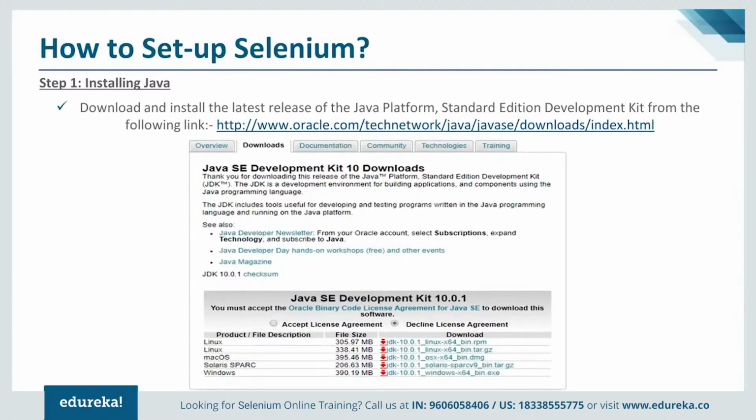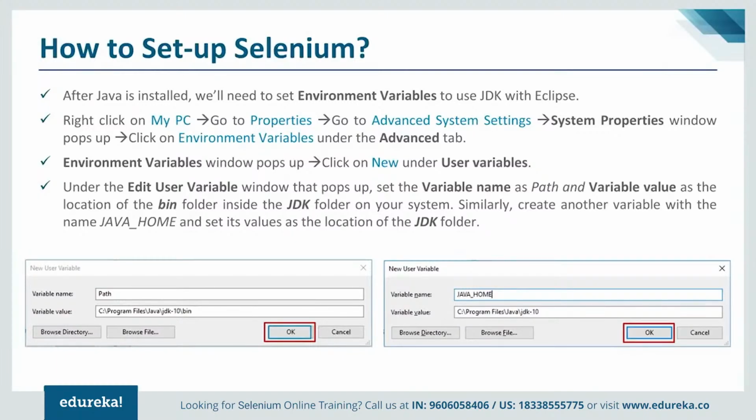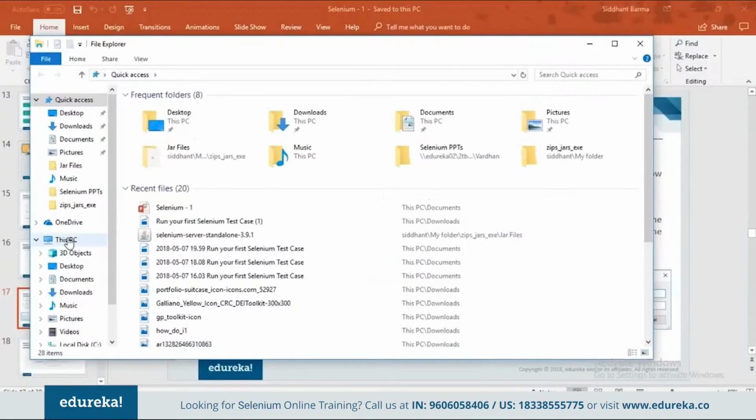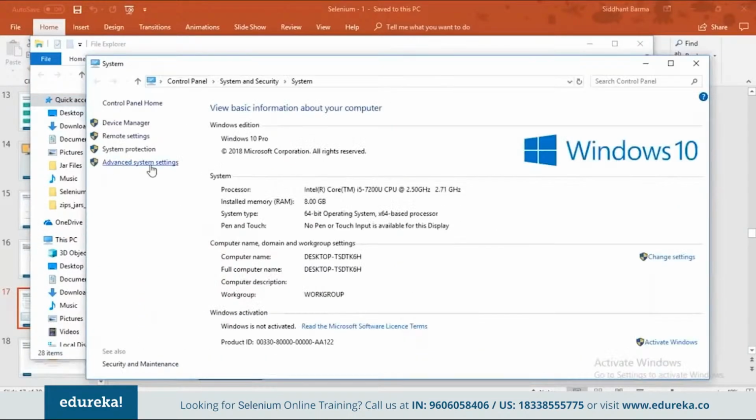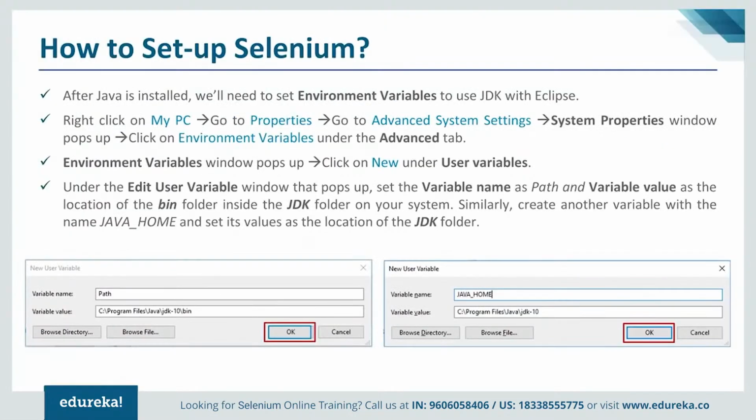So once you're done with the installation, the next process would be setting up your environment variables to use JDK with Eclipse. So how can we do that? It's pretty simple. You can go to my PC or this PC and go to the properties. The system window opens. You go to the advanced system settings. So once you've clicked on advanced system settings, there'll be another window that pops up with the name system properties.